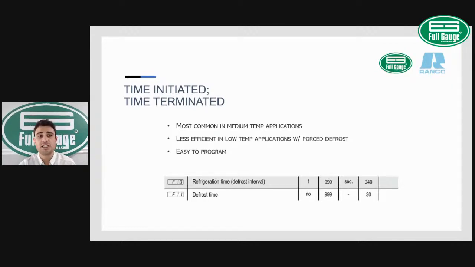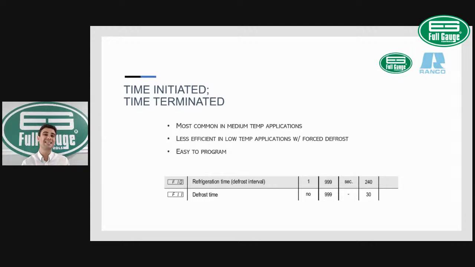So another very common way to determine defrost cycle is the time-initiated, time-terminated defrost. This is quite common in medium temp applications where air defrost is used. Basically, that's what we were talking about on the air defrost, off-cycle defrost, where you have your cooling cycle for a certain amount of time, 4, 6, 8 hours, and then you stop that cooling cycle for 20, 30, 40 minutes for a set time that will allow a natural defrost cycle.